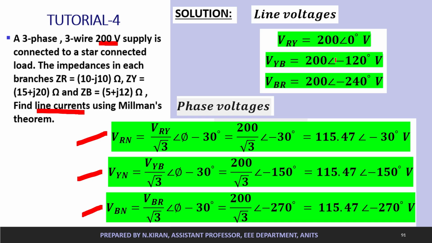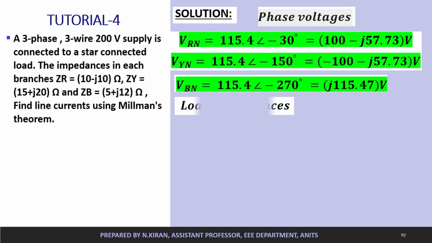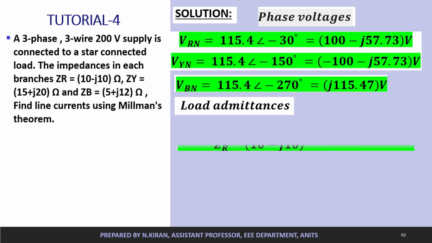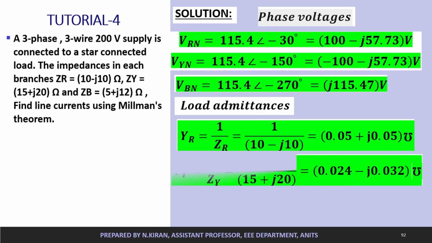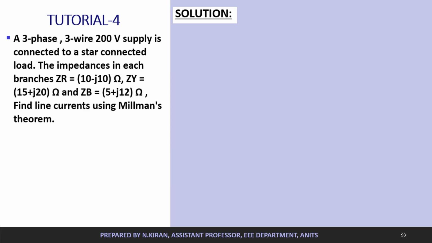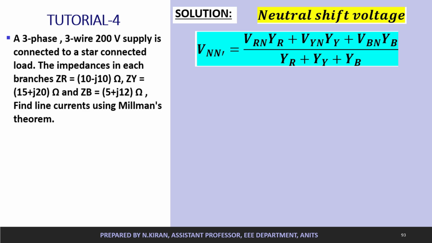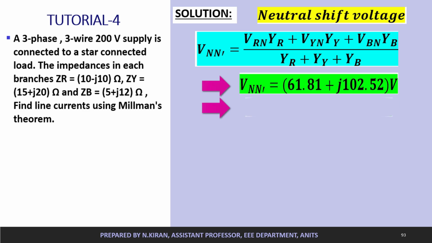So after finding the phase voltages of the source VRN, VYN and VBN, next load admittances can be determined by the reciprocal of the respective load impedances ZR, ZY and ZB. Now from the knowledge of phase voltages of the source and load admittances, you will find the neutral shift voltage. The formula VNN dash, on substituting the values of phase voltages of the source as well as load admittances, you will find the value for neutral shift voltage.